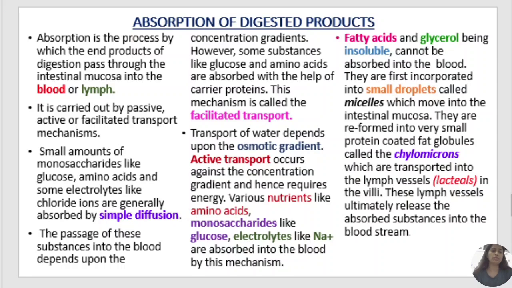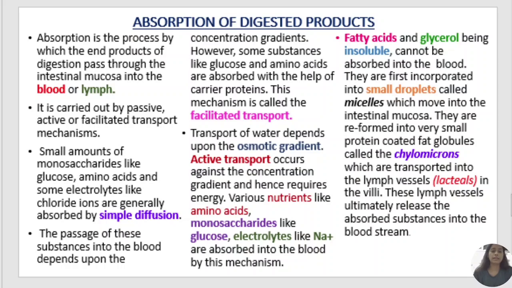Small amounts of monosaccharides like glucose, amino acids, and some electrolytes like chloride ions are generally absorbed by simple diffusion. The passage of these substances into the blood depends upon the concentration gradients. However, some substances like glucose and amino acids are absorbed with the help of carrier proteins. So this mechanism is called facilitated transport, where carrier proteins are being used.